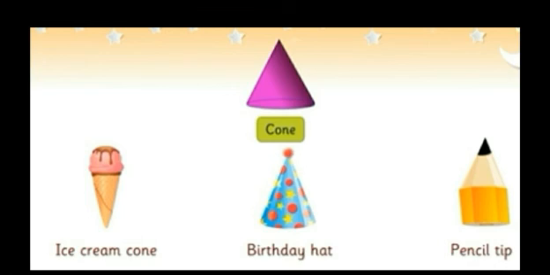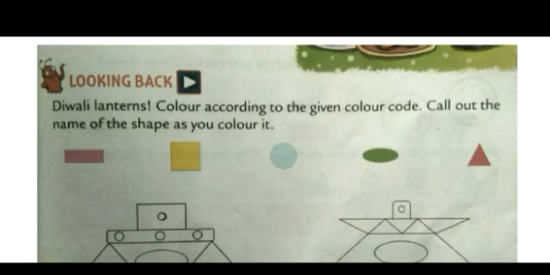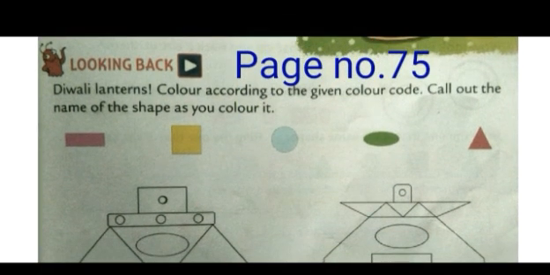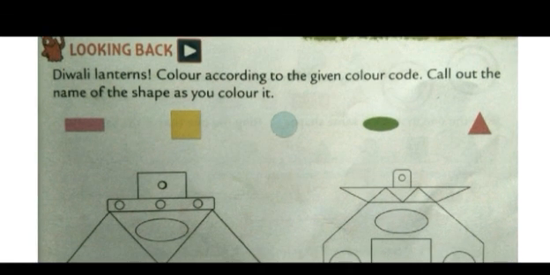So scholars, we have learnt about the shapes. Now let's begin with the exercises given in the chapter. We will start from page number 75. Diwali lantern. Color according to the given color code. Call out the names of the shape as you color it. Just now we have learnt the different shapes. So, few shapes are given here.